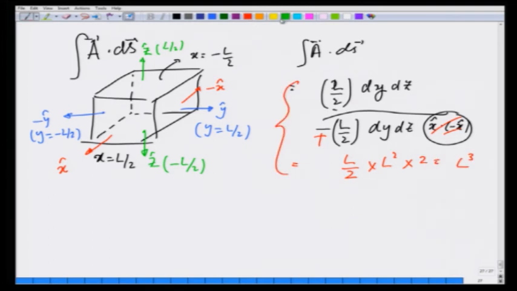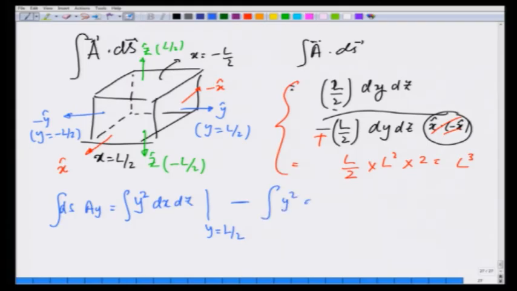How about the y part? Let us do it in blue. Y component is y square, Ay is y square. So, integral ds Ay is going to be y square dx dz at y equals L by 2 minus integral y square dx dz at y equals minus L by 2. This minus sign again arises because on the back side at y equals minus L by 2, the unit vector is in the minus y direction, and this you can see immediately gives me 0.